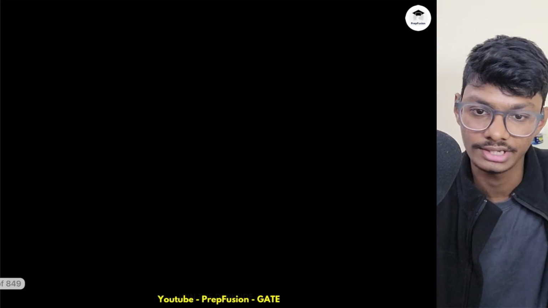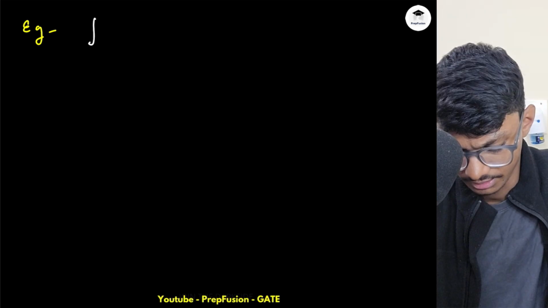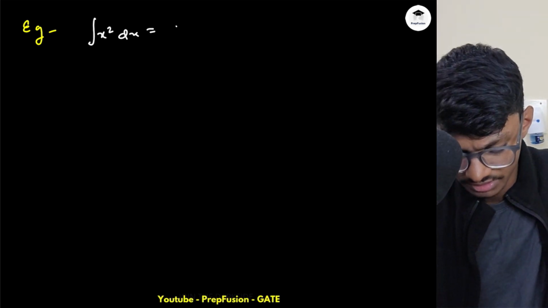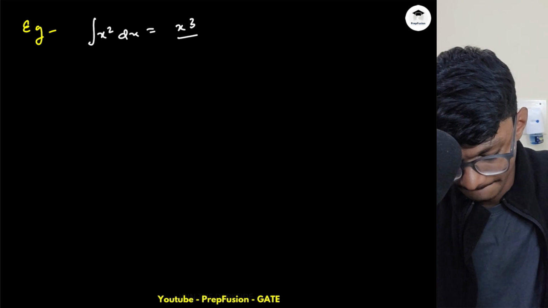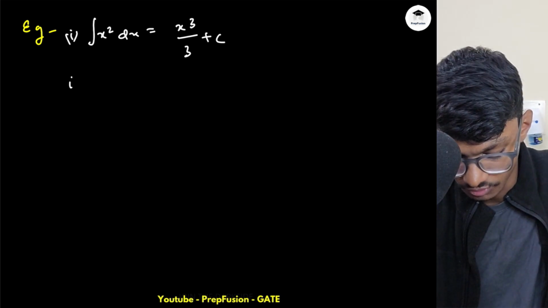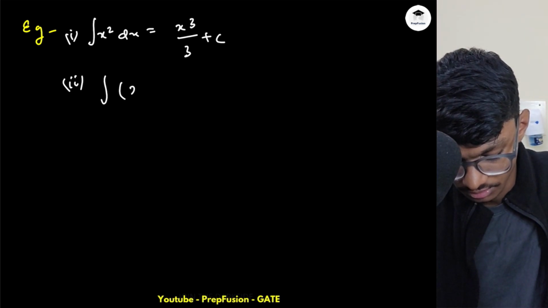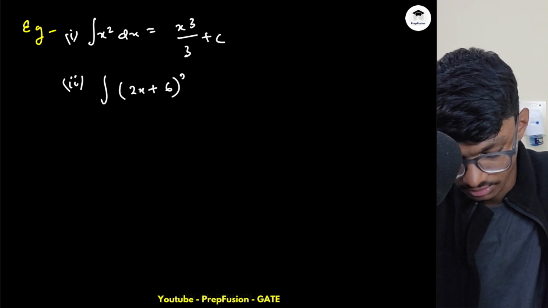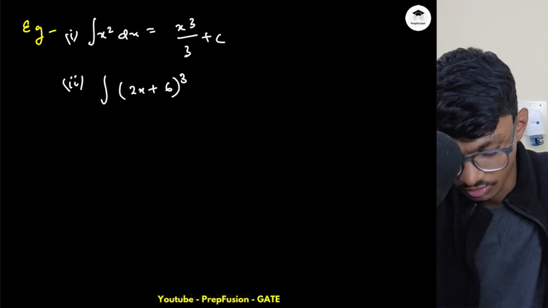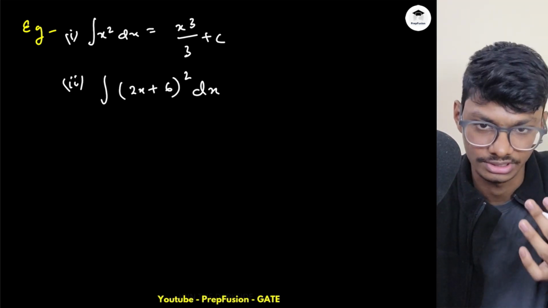Let's take an example. When will this be useful? Let's say I have to find the integration of x square. This will be x cube by 3 plus c. Now I want you to find the integration of 2x plus 6 whole cube dx. Oh yeah, you can do whole cube, whole square. I'll do whole square, same. I'll keep the theme same, dx.